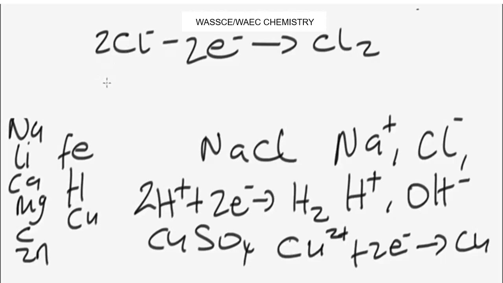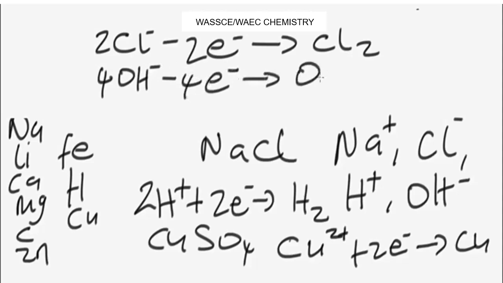So we're going to have hydroxide ion. It will lose 4 electrons to form oxygen gas, oxygen molecule, and water molecule. Alright, so to balance this equation, we are going to add 2 here. So this equation is now balanced. Okay, very, very important, guys.